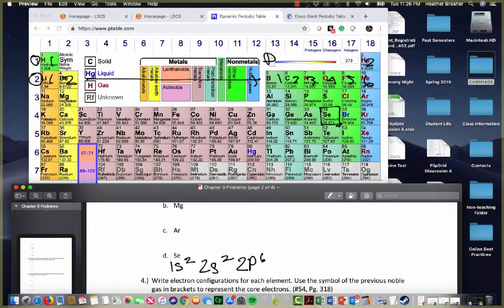We go to the next one, which is 3s. That's 1, 2. We go across, right, and this is the 3p. And this is 1, 2, 3, 4, 5, and 6. Now we go down here. And now we have the 4s, and this is 1 and 2.